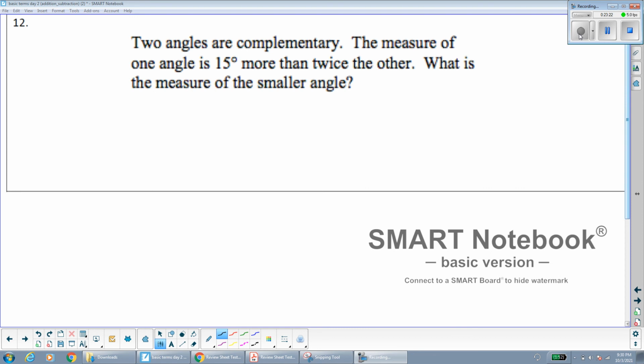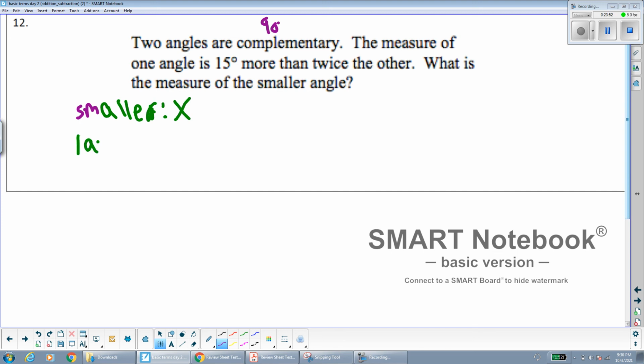This question tells us that two angles are complementary. Recall that complementary means that the two angles add to 90 degrees when you add them together. The measure of one angle is 15 more than twice the other, so that's the bigger angle. So the smaller angle, I'll just write it over here, let me get my pen, it's going to be easier. The smaller angle, let's represent as x.